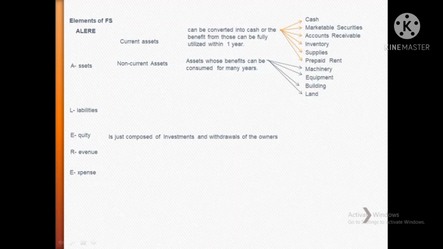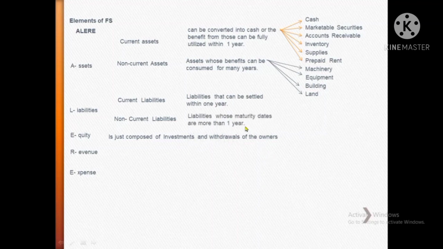Let's go now to liabilities. These are also classified as current and non-current liabilities. So let's have their simple definition. We have current liabilities, which are liabilities that can be settled within 1 year, and non-current liabilities whose maturity dates are more than 1 year. We have examples of current liabilities, and one of them is the accounts payable. This account is used when you purchase items on account from your suppliers. We also have unearned revenues or deferred revenues, which are actually your liability to your customer because they paid in advance before you deliver the goods and services. And we also have the salaries payable.